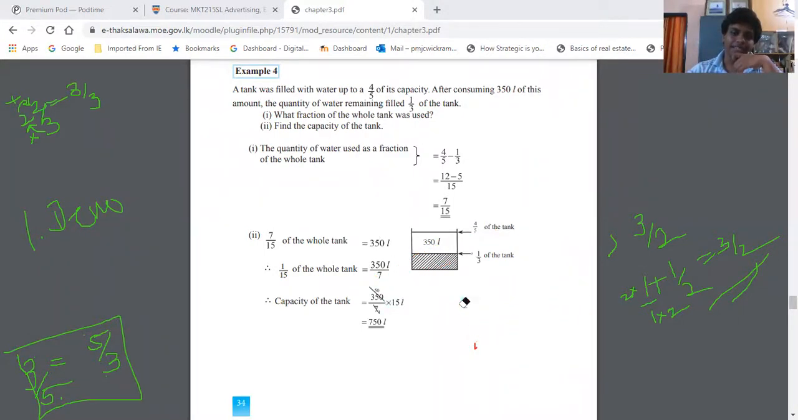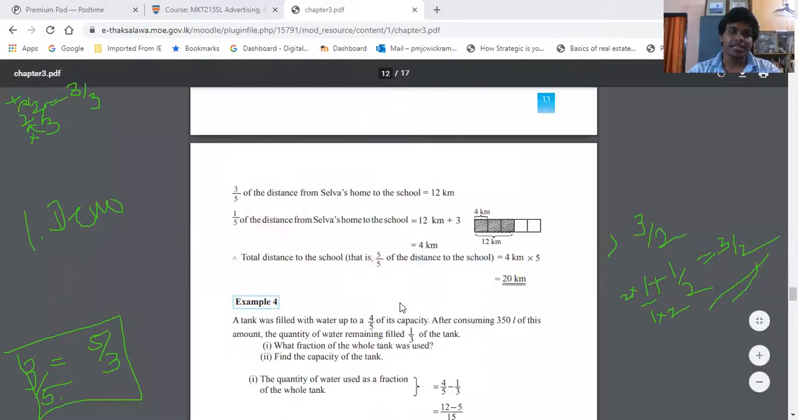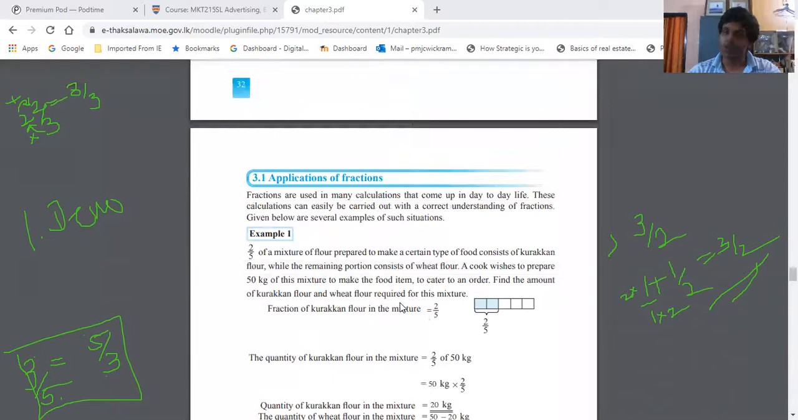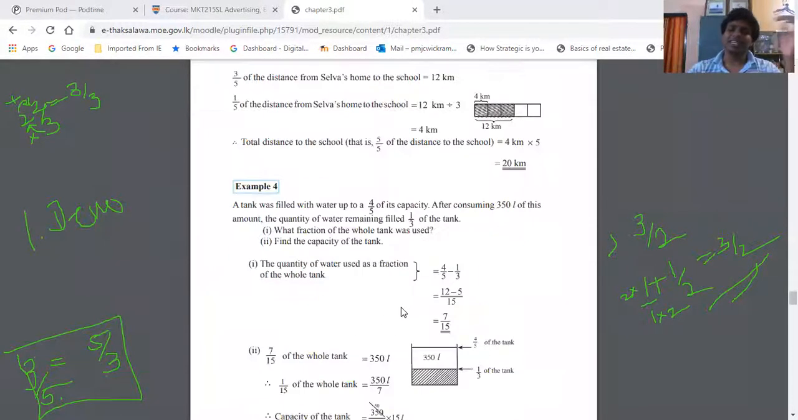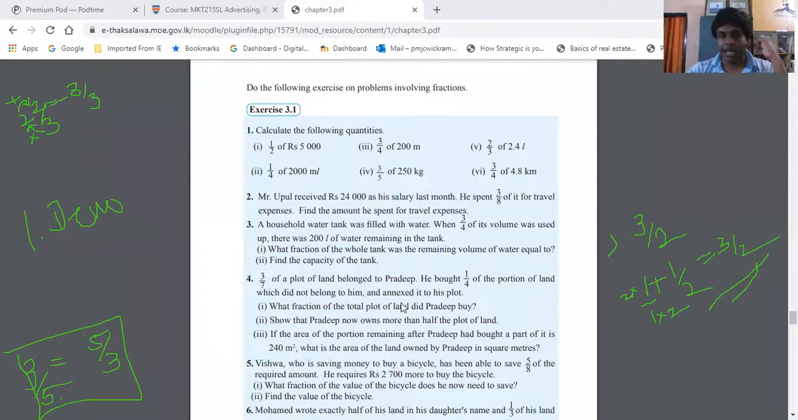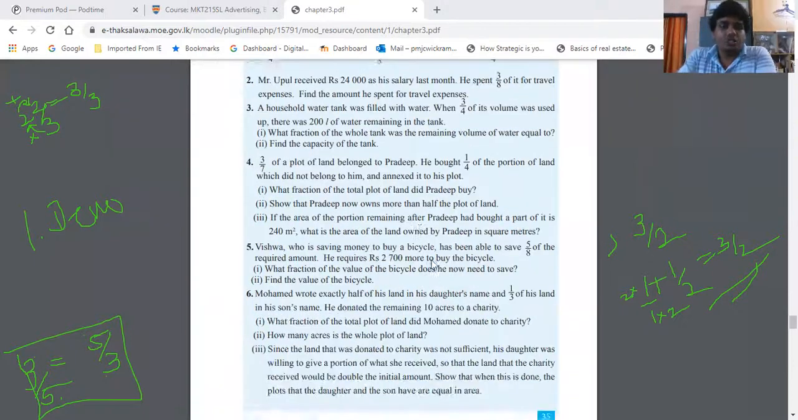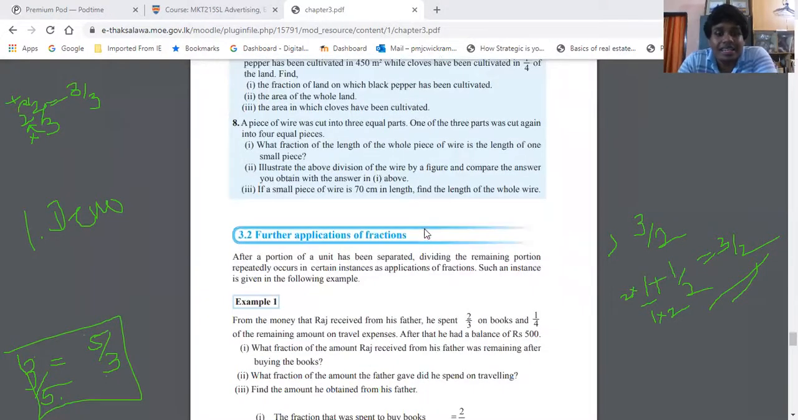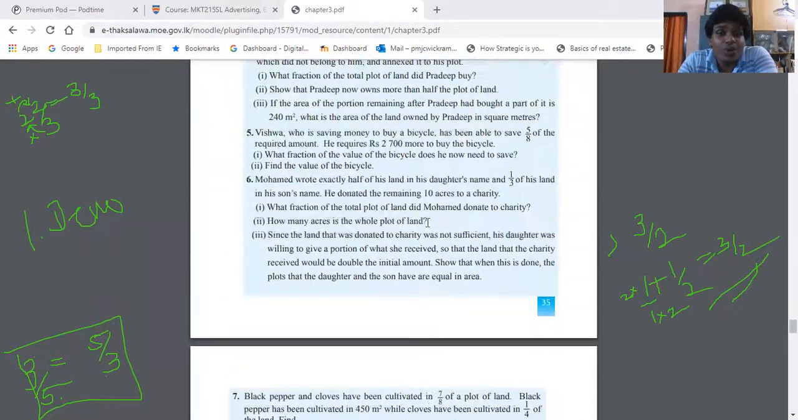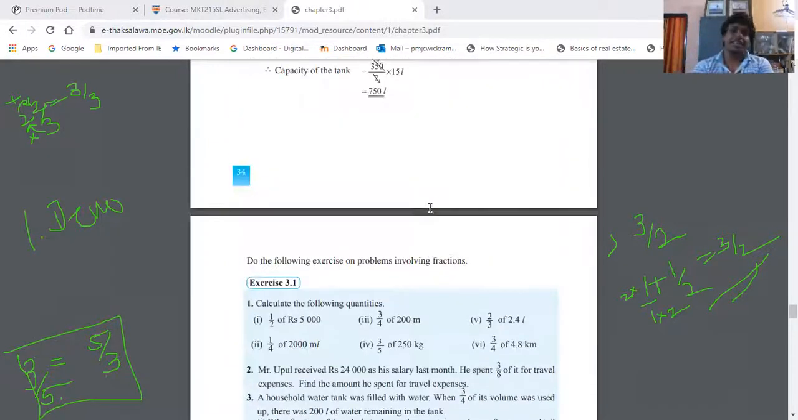With that I think we have talked about the applications in real life, like the water tank, that's a real life application, and then we took the other sum. Those are the real life applications of fractions. We'll be moving on to the questions, but actually I really need you all to do all the questions in exercise 3.1.